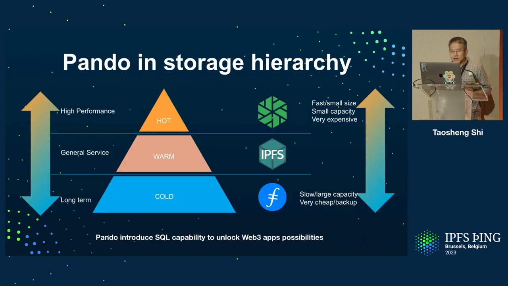Okay, let us see how Pando works, or what Pando is in different scenarios. The first one is in the storage hierarchy. As you know, Filecoin is for slow, large capacity, and very cheap backup. IPFS is a kind of warm storage for data retrieval and data delivery network. But Pando is a SQL-enabled data network, so it is optimized for fast access. It is a new kind of database.